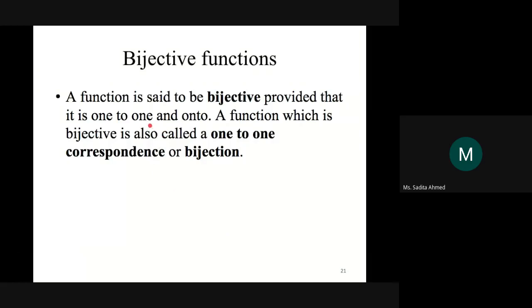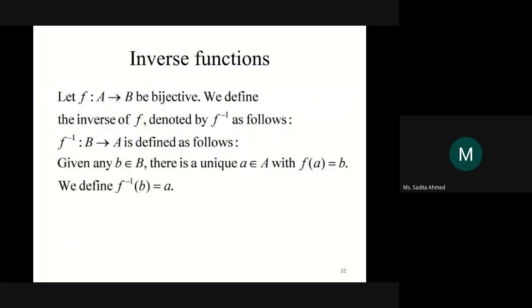All right. So a function, we call it bijective, or a bijection, or a one-to-one correspondence, when that function is both one-to-one and onto. When it's both surjective and injective, we call it bijective. Okay. So why is it important to identify whether a function is bijective or not? Because bijective functions have inverses. Inverse functions exist only for bijective functions.